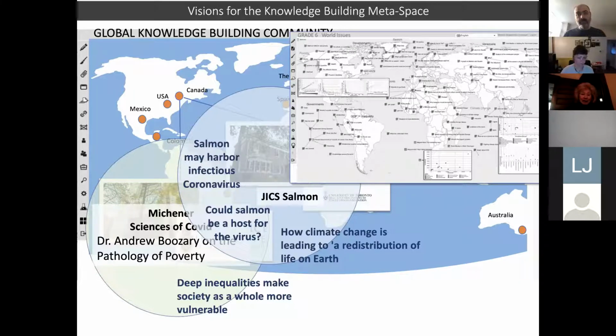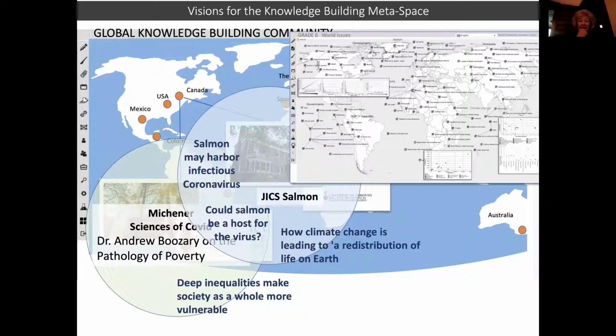And then again, looking at the cutting edge at this intersect, I learned a lot about how climate change is leading to the redistribution of life on Earth. Well, anyhow, these were all new and really interesting ideas to me. And I learned a lot more about deep inequalities that make society as a whole more vulnerable. So all I'm trying to put a point on is this: seemingly disparate communities, if we use the analytic tools and look at cutting edge breakthroughs in those areas, we get to new places.